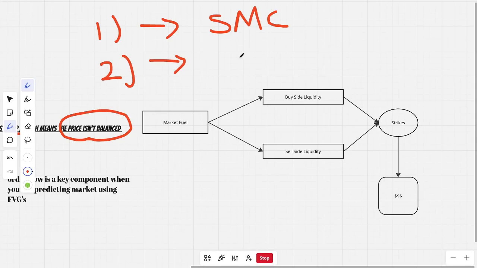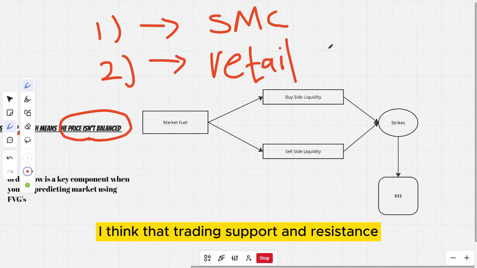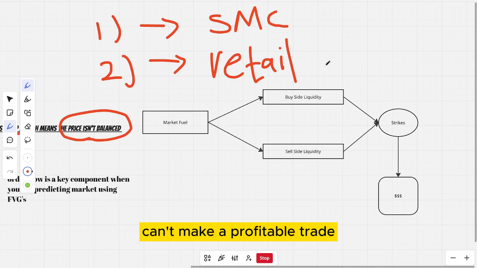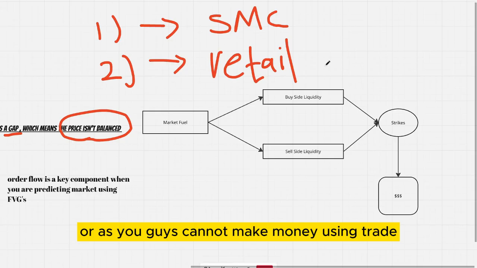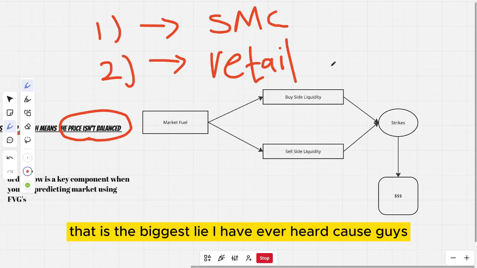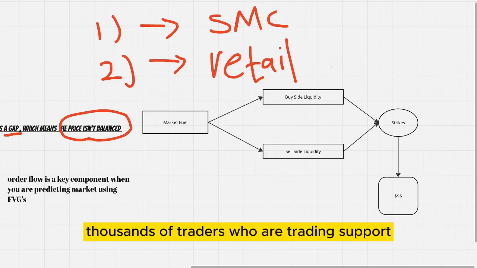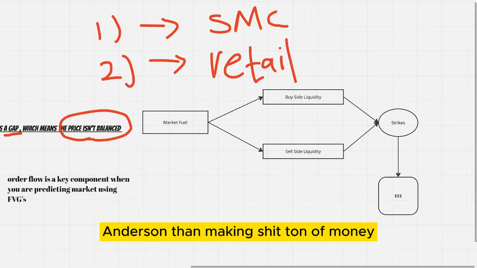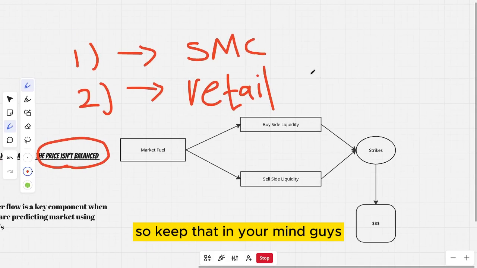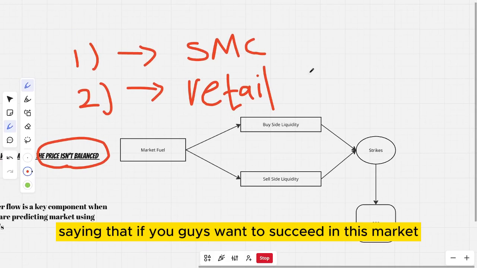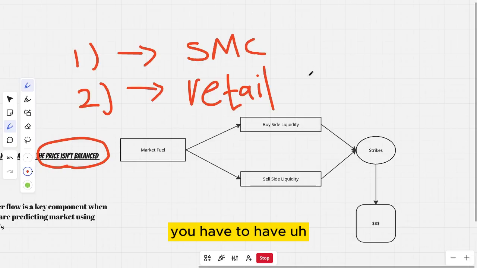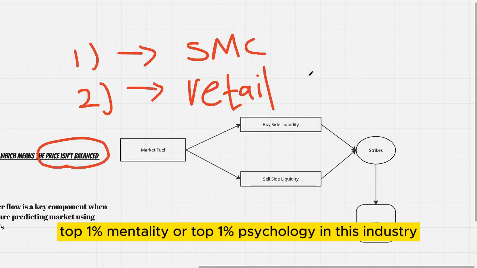So, and there are retail traders as well. People think that trading support and resistance can't make a profitable trade, or that you cannot make money by trading support and resistance. That is the biggest lie I have ever heard. Because guys, I have seen hundreds or thousands of traders who are trading support and resistance and making a shit ton of money. So keep that in your mind, guys. I'm saying that if you want to succeed in this market, you have to have a top 1% mentality or a top 1% psychology in this industry.